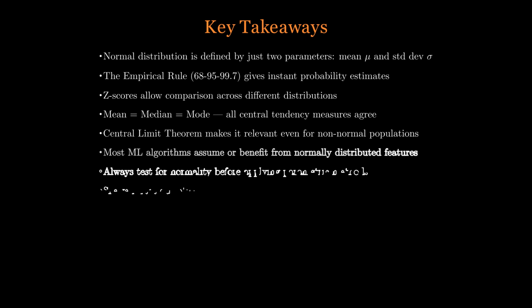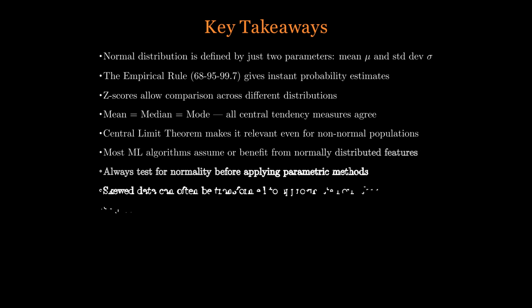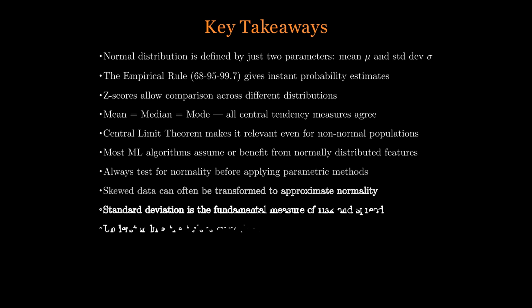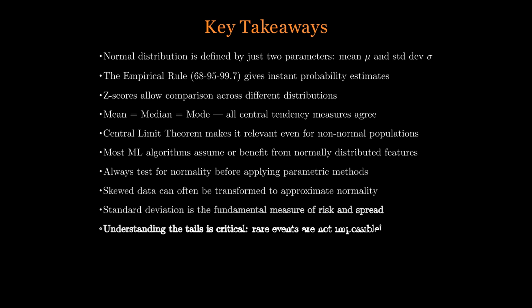Always verify normality with QQ plots or statistical tests before assuming it. Log transformation and Box-Cox are your friends when data is skewed. Standard deviation quantifies risk, spread, and uncertainty across every field. And finally, respect the tails. A 3 sigma event happens roughly once in 370 observations. Ignoring rare events has caused real financial and engineering disasters.